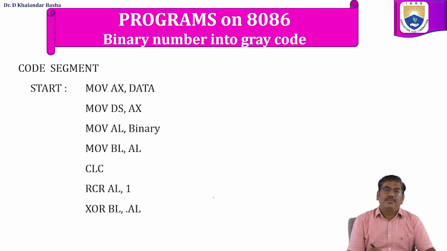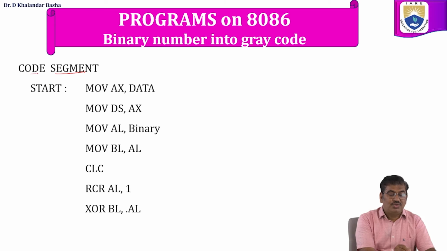Now we will see the program at a glance. Code segment indicates the start of the segment which belongs to the code segment. Next, a label is given for the start of the program, the start label. The first two instructions load the data segment address assigned by the assembler into the DS register indirectly: first moving the address into the AX register, then from the AX register to the data segment register.